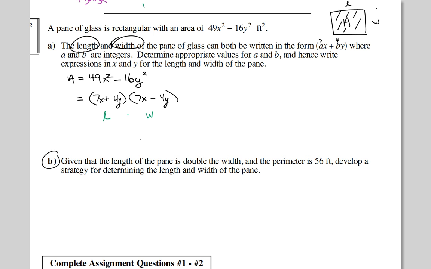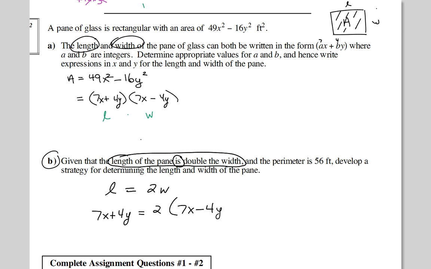Given that the length is double the width, I'm just going to highlight that. L equals double the width, so 2W. You guys okay with that? Okay, so then 7x plus 4y equals 2 times 7x minus 4y.